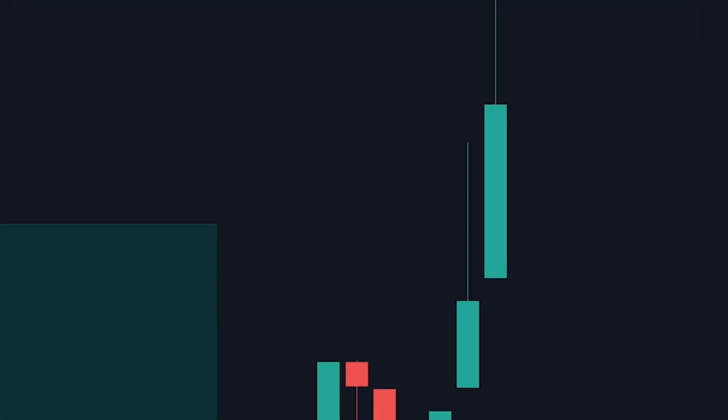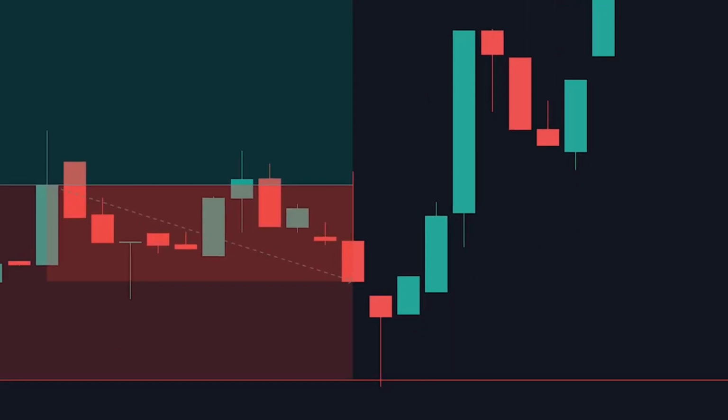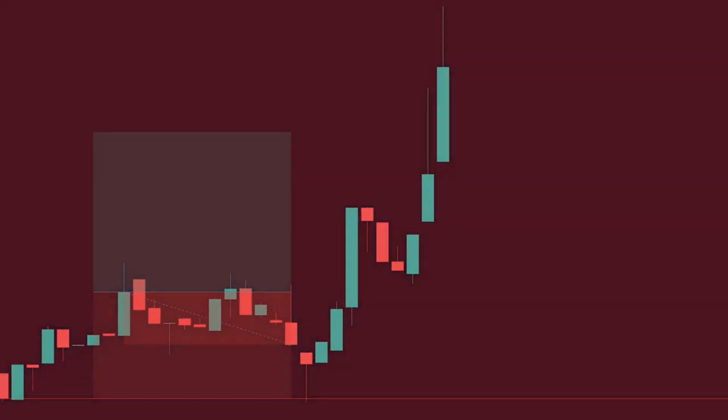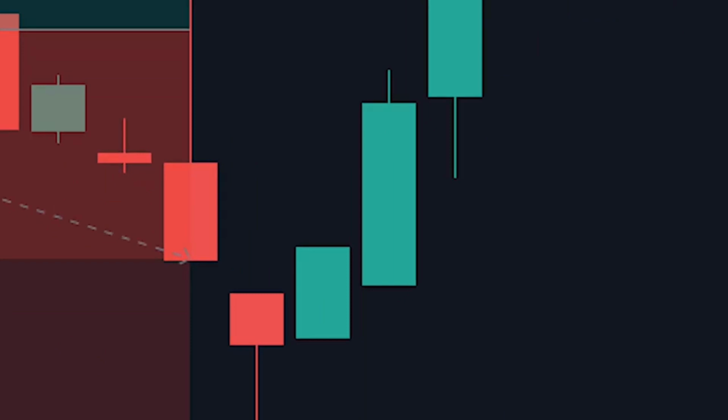But unfortunately, the price barely hit your stop loss before doing so, resulting in this being a losing trade, and most importantly, missing out on all this profit.